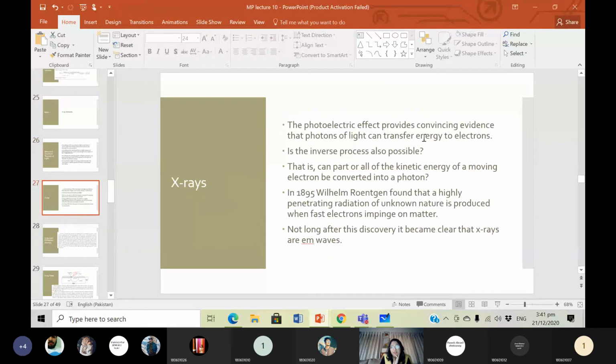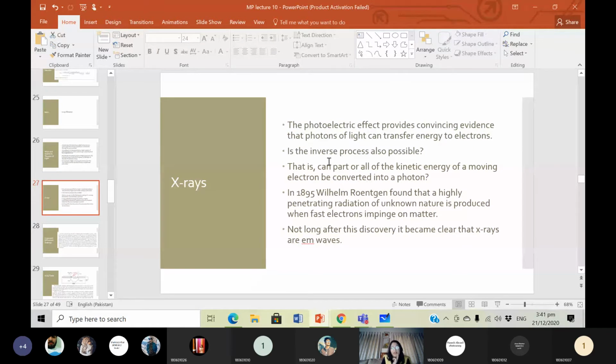So basically, the photoelectric effect provides convincing evidence that photons of light can transfer energy to electrons. We studied the photoelectric effect earlier, in which we saw that photons of light transfer energy to electrons. If you all remember, the photoelectric effect is when we shine light onto a piece of metal, and the metal will emit some electrons when the energy crosses the work function of the metal.